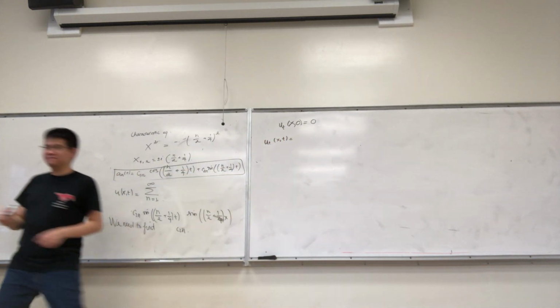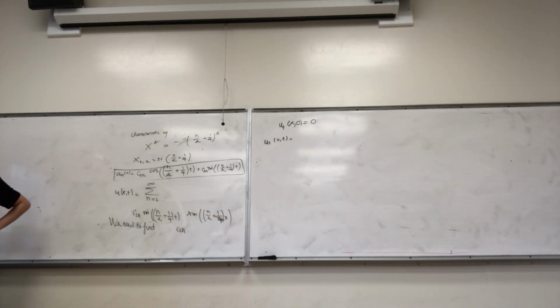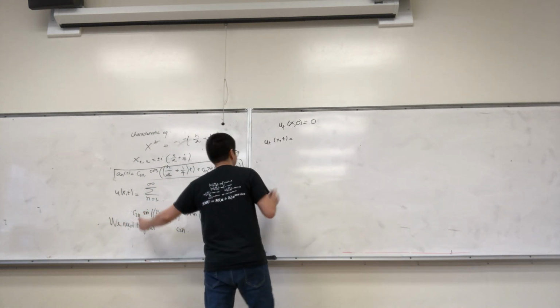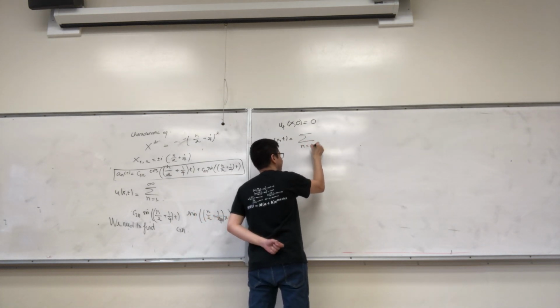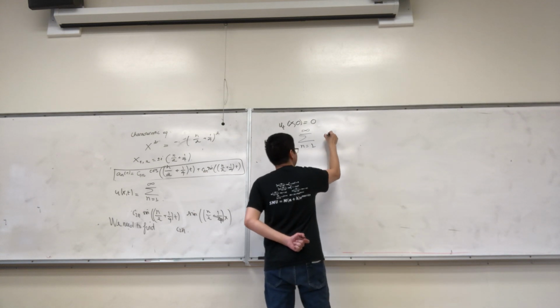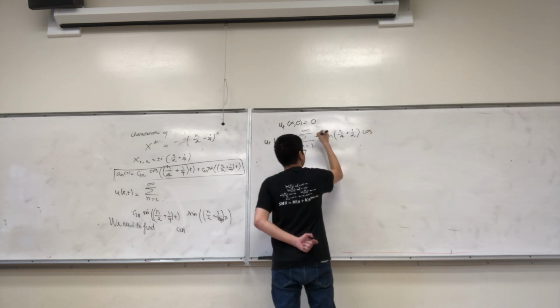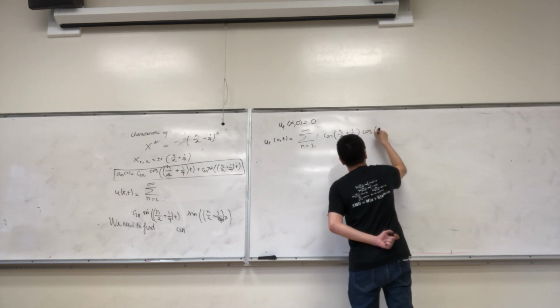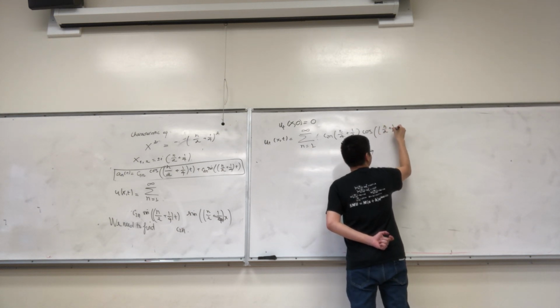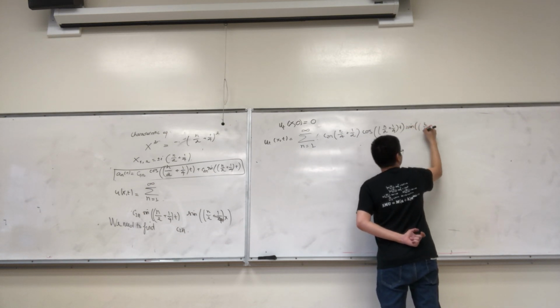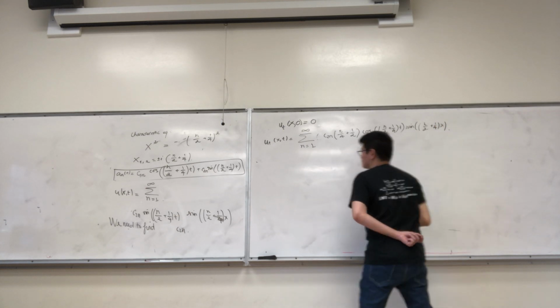So what is u_t of (x, t)? You're going to take the derivative of this, so this is going to be a sum where n goes from 1 to infinity of c2n times (n/2 + 1/4), times cos((n/2 + 1/4)t), times sin(n/2 + 1/4)x.